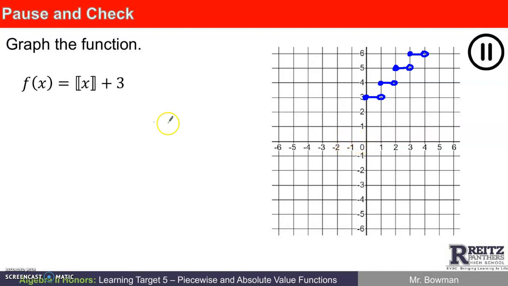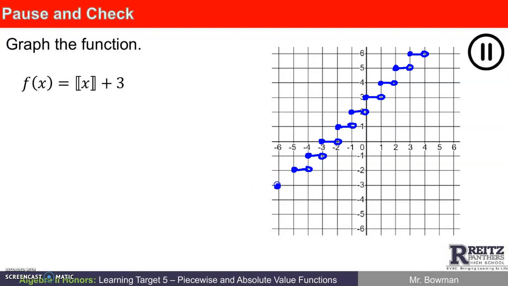Between negative 1 and 0, this should be a negative 1, so I need y equals 2. Between negative 2 and negative 1, this should be negative 2, and negative 2 plus 3 is 1. Do you have enough information now to complete the graph? I hope so. What did that plus 3 do to this function?